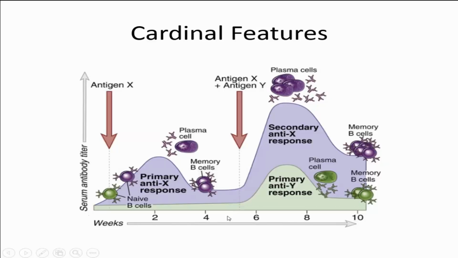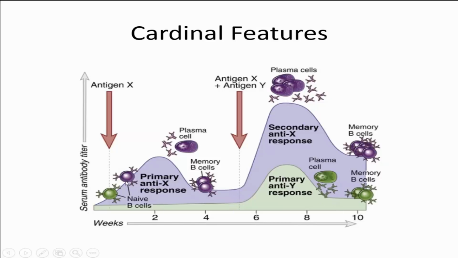Say at another time, a few weeks down, you get another antigen. So there is antigen X and Y that the person got infected with. What's going to happen is there is going to be a secondary immune response for X, but a primary immune response for Y. So that shows the specificity for each antigen.